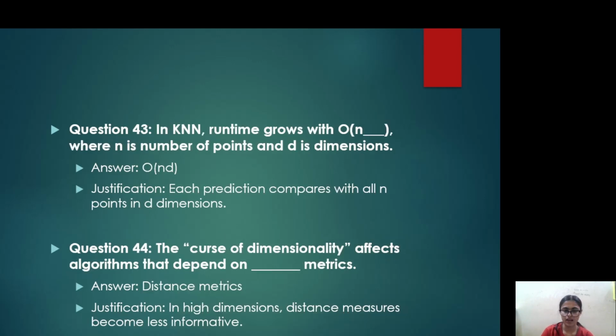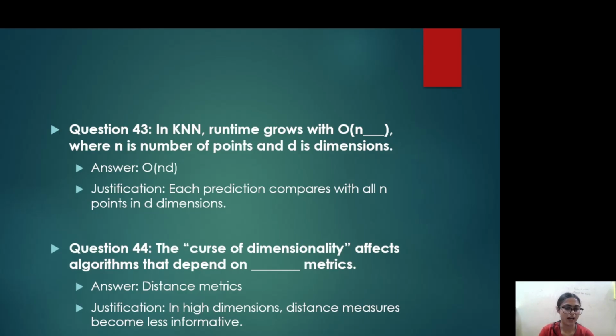Next is in KNN, runtime grows with O(N·D), where N is the number of points and D is the number of dimensions. So in K nearest neighbors, it basically compares the new point with every existing point in the dataset. So if the data has N points and each point has D features, then the algorithm must check all the N points across the D dimensions. That's why KNN becomes slow for large datasets or high dimensional datasets. So the answer is Big O of N D.